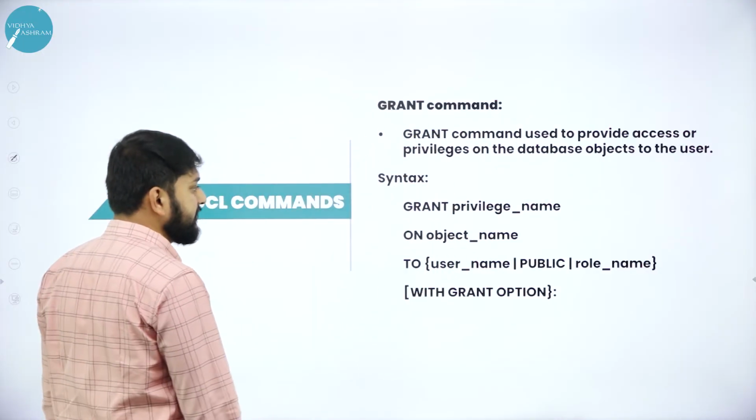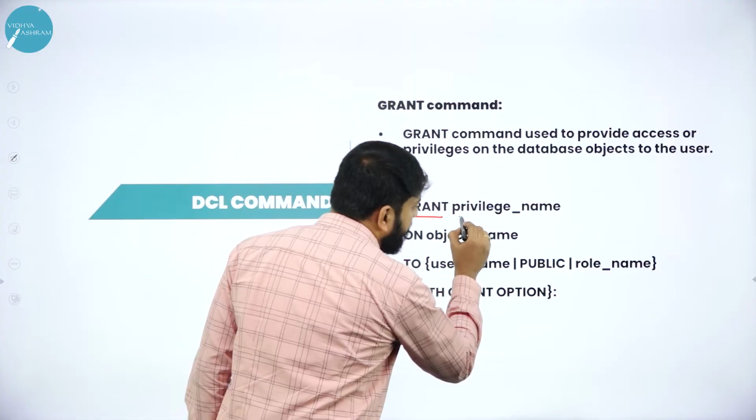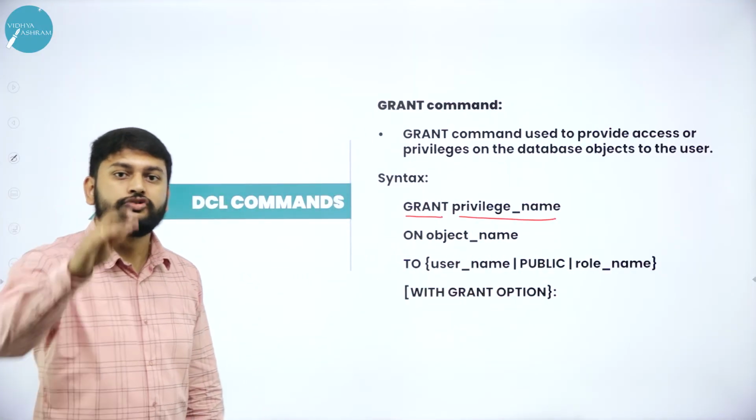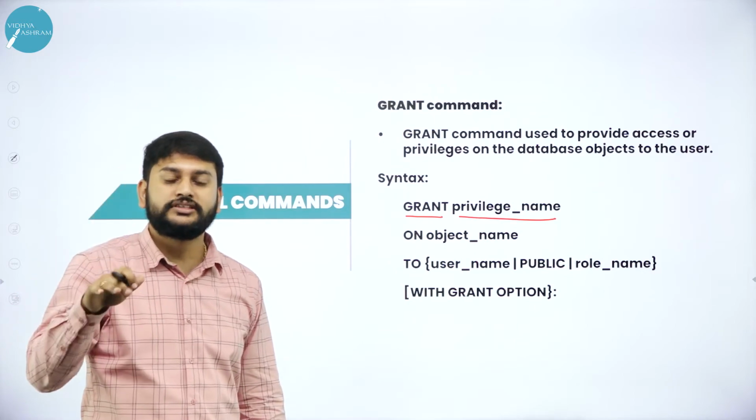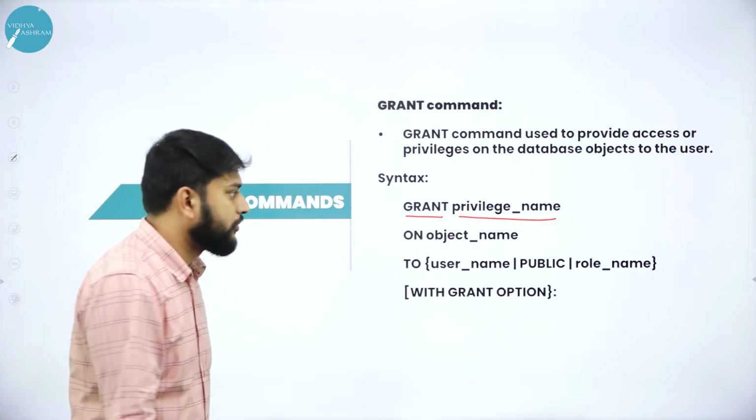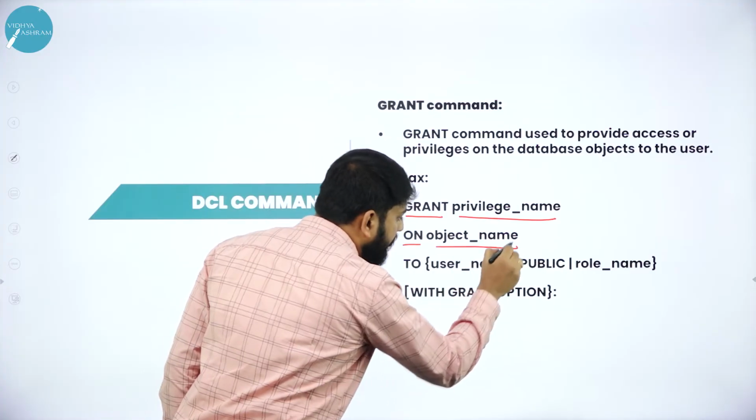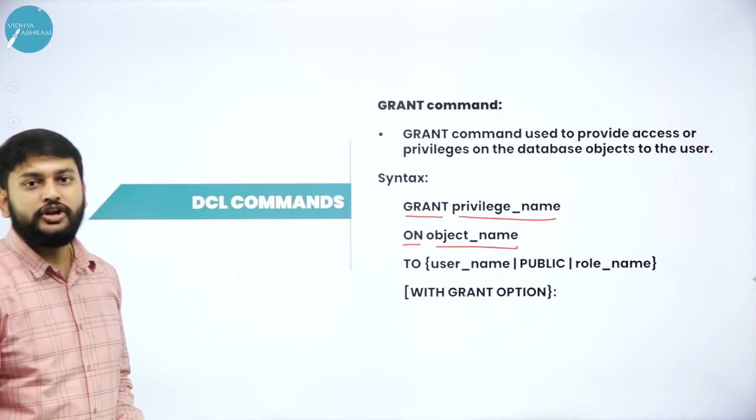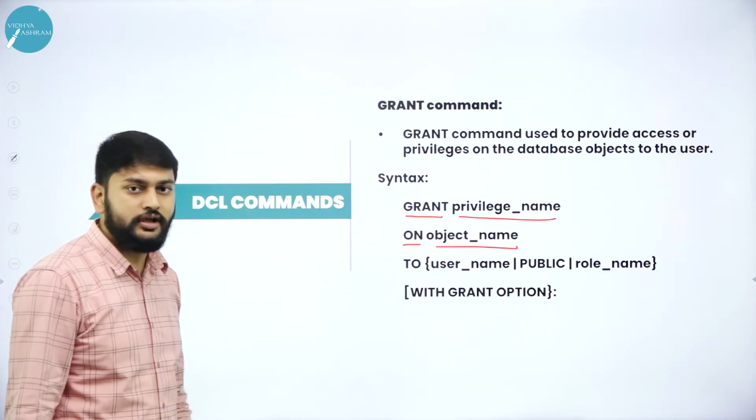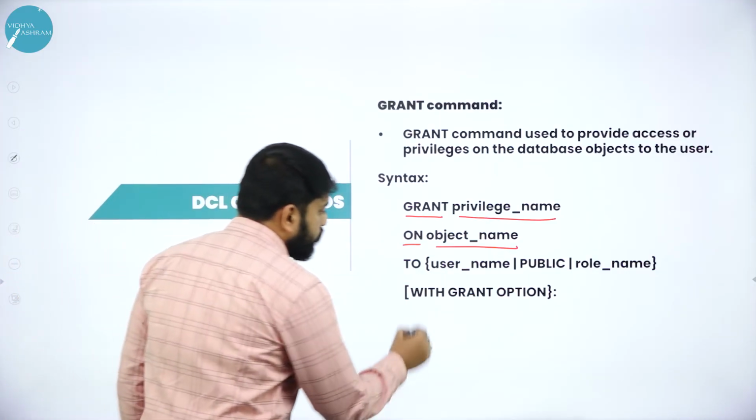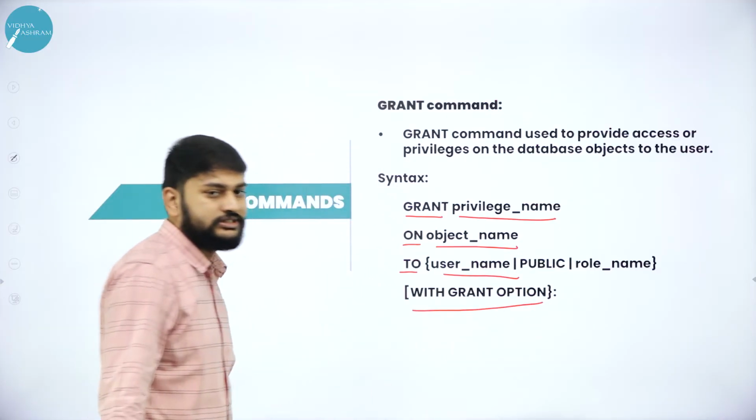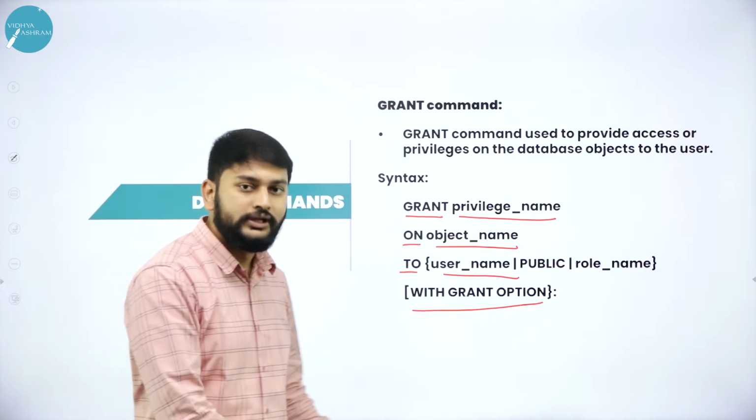So guys, syntax: grant privilege name. You can create the privilege name for the database administrator. On what object? So whatever object that you want to create, and what is the permission that you want to give? That is what we call an object name. So to whom you want to give, you can specify with grant options. This is the syntax you need to remember.